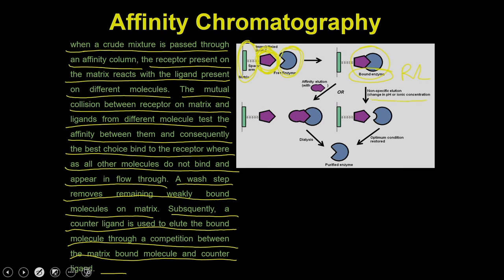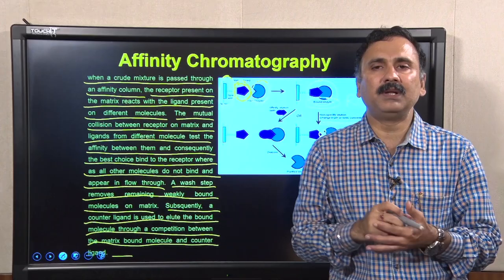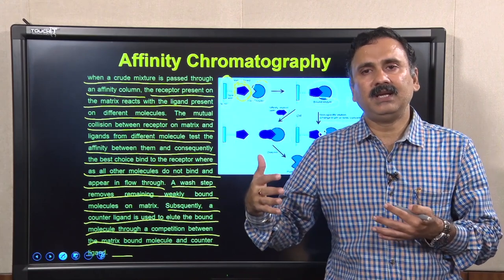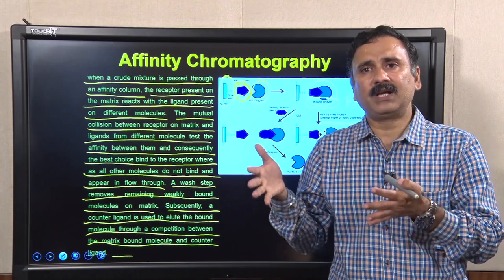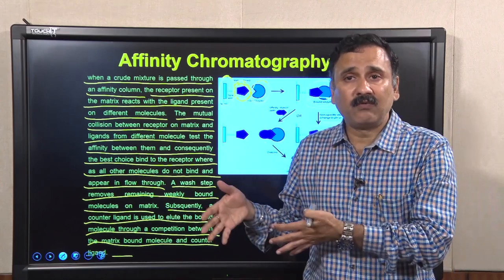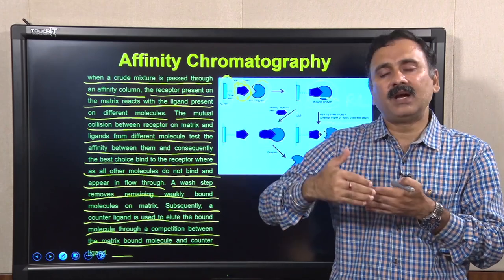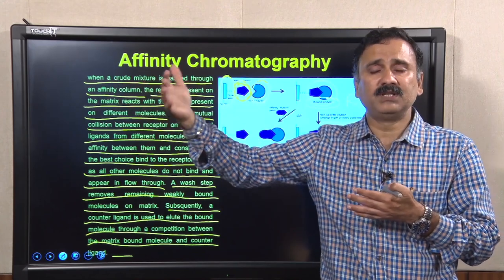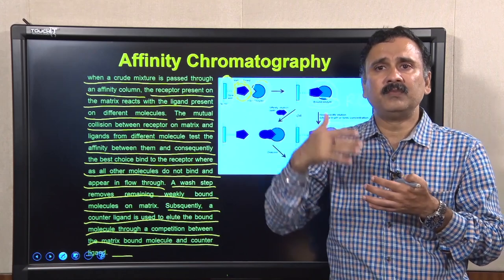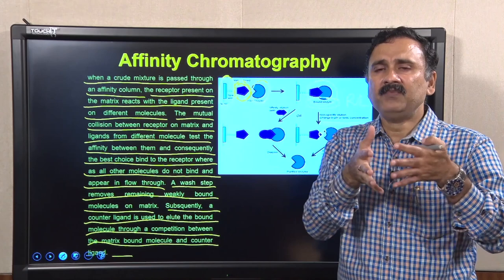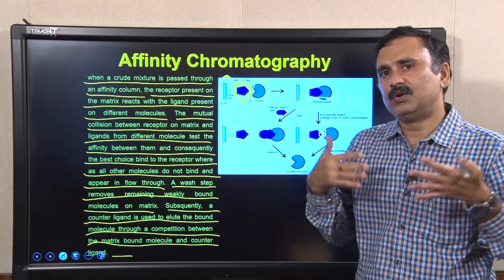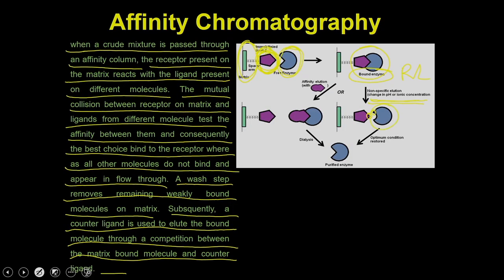Now after this you have two options. Either you can do the elution with the help of non-specific elution. For example, you can change the pH or the ionic strength of the buffer. By doing so, you are changing the interacting residues present on the ligand or the receptor. If you change the pH, for example, you may have the aspartate in the ionized form, and changing the pH might bring the aspartate into the non-ionized or neutral form. Because of that, the aspartate may not be able to interact with the other residues present on the ligand, so it has a weaker interaction, and ultimately it may break the complex apart. That's how you can elute the enzyme from the matrix-bound ligand.